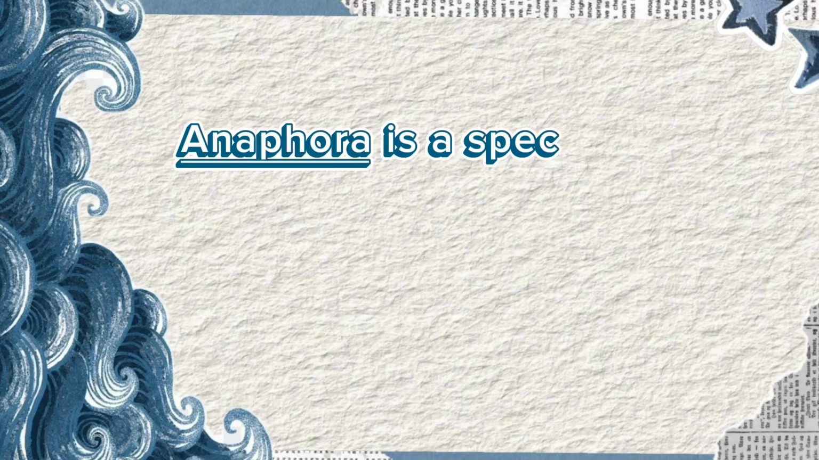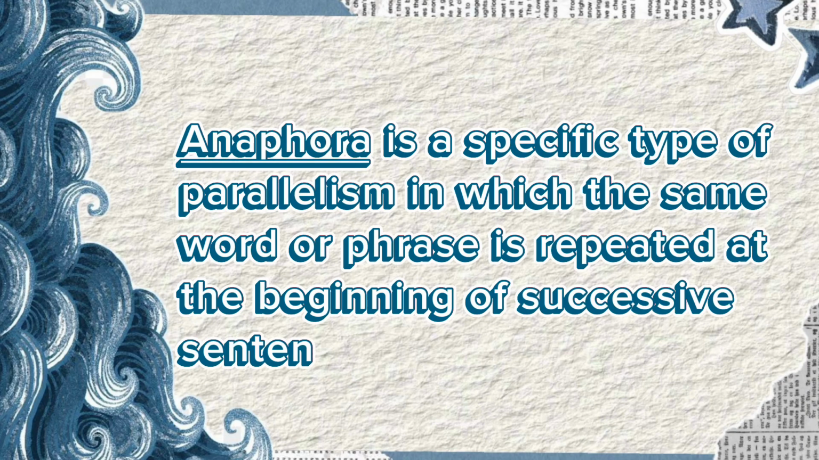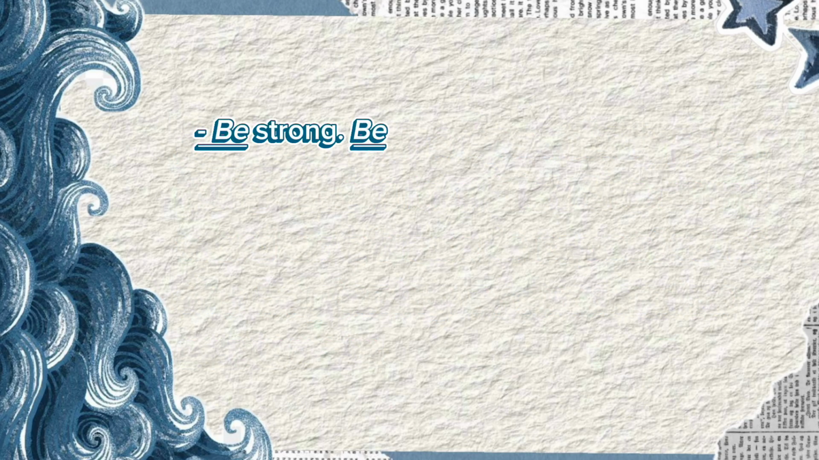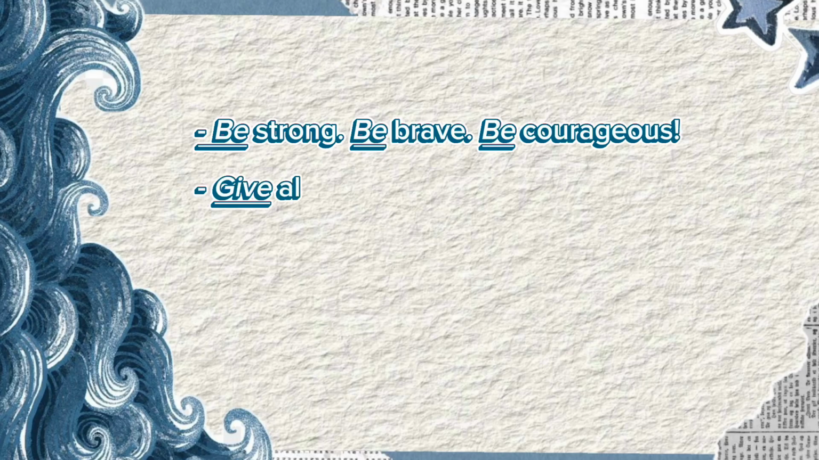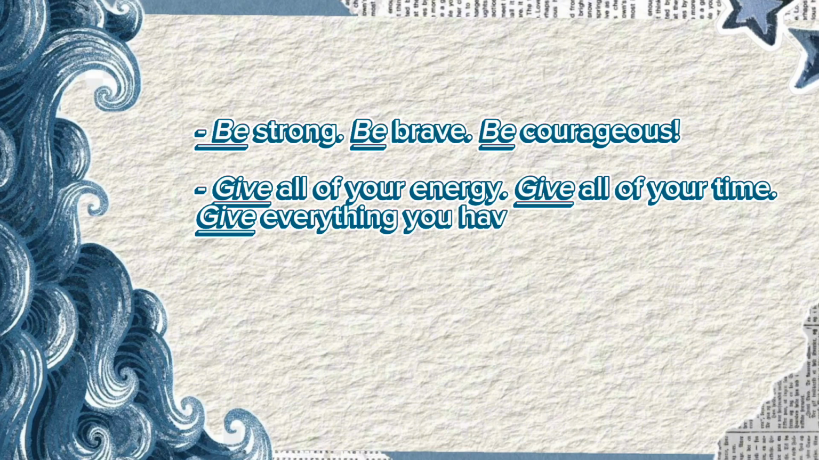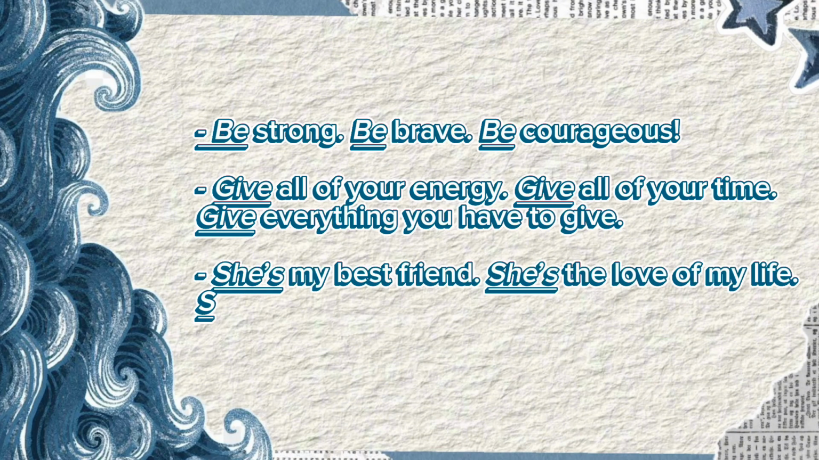There are more advanced ways to use parallelism as well. Anaphora is a specific type of parallelism in which the same word or phrase is repeated at the beginning of successive sentences. Let's look at some examples of this. Be strong. Be brave. Be courageous. Give all of your energy. Give all of your time. Give everything you have to give. She's my best friend. She's the love of my life. She's my wife. In these examples, parallelism and anaphora appear through the repeated use of be, give, and she's at the beginning of successive phrases.